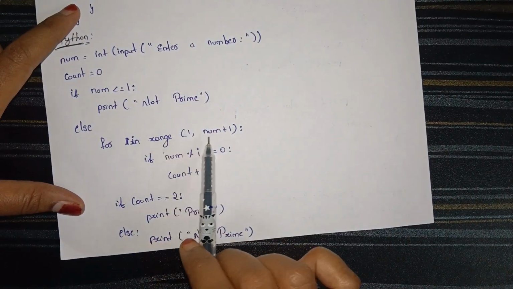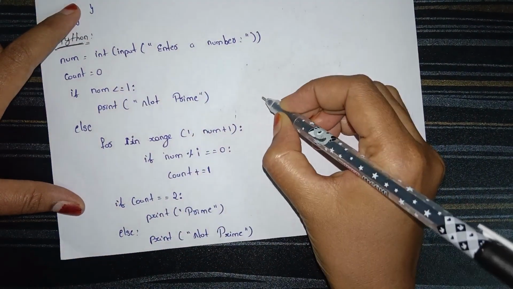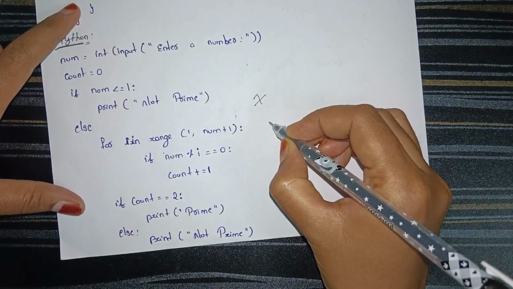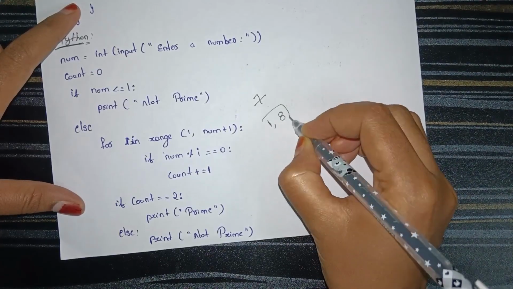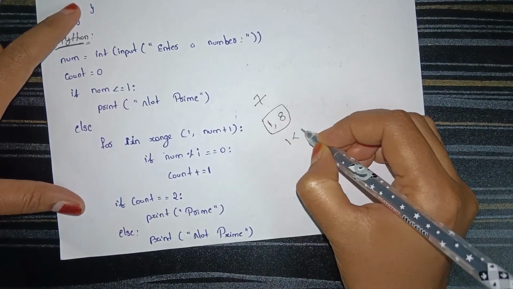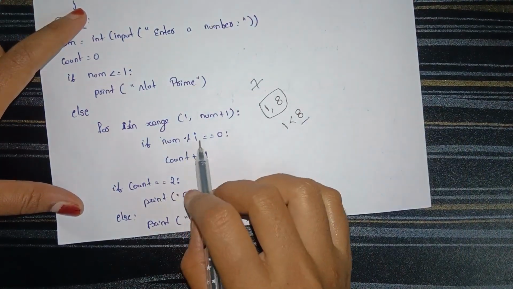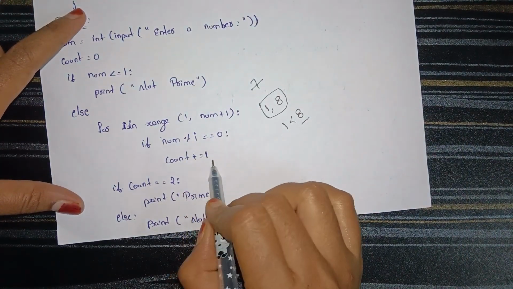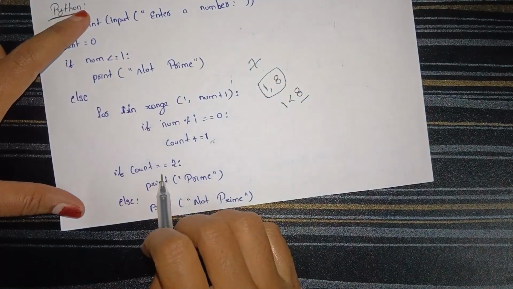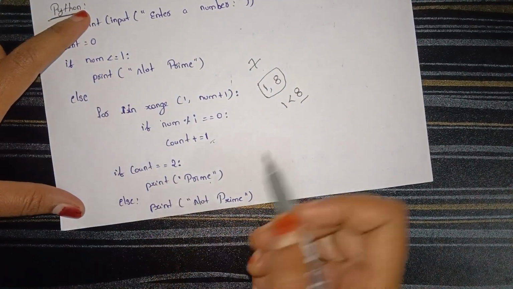For i in range 1 to num plus 1. That means, for example, if the number given is 7, it will take 1 comma 8 in the range. It will check 1 less than 8, yes, and it will iterate until only 7. So if num % i is 0, count will increase by 1. If count is equal to 2, print prime, otherwise it is not prime.